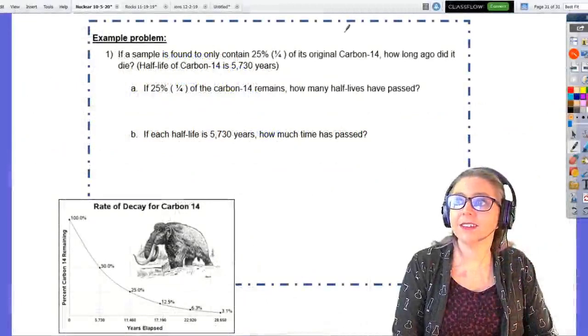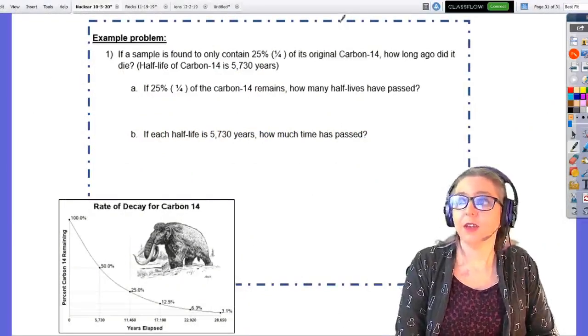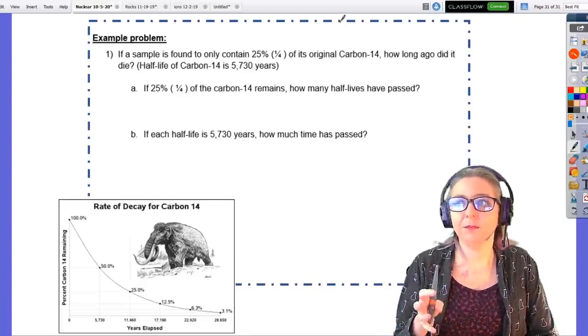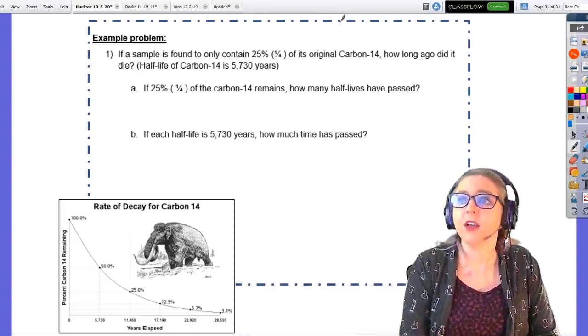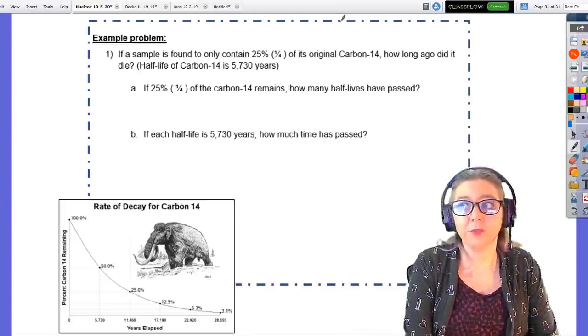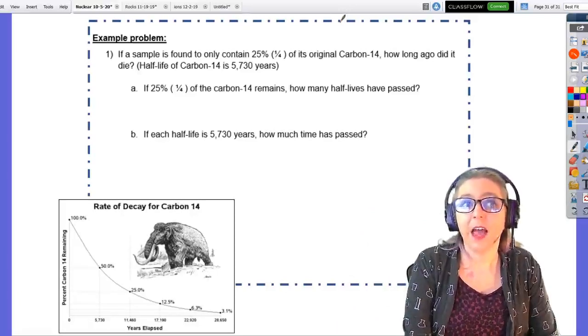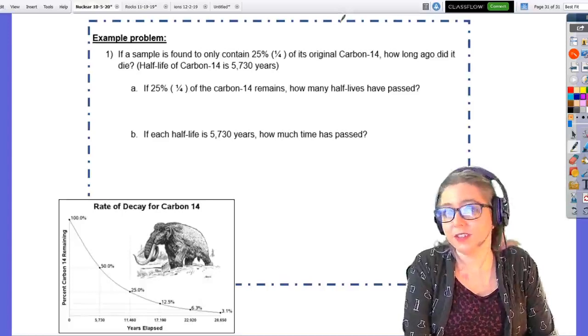Then on slide 16, we have an example problem for carbon dating. It looks a little bit different on your slide because there's a translation error going from the Word document to the Google Slides, but here's the correct form. If a sample is found to only contain 25% or 1/4 of its original carbon-14, how long ago did it die? The half-life of carbon-14 is 5,730 years.